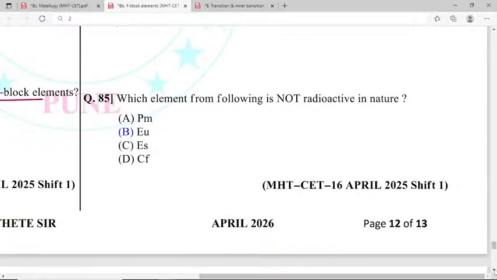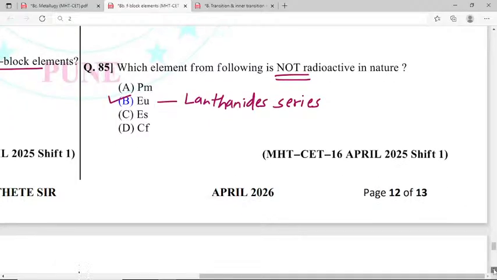Which element from the following is not radioactive? Europium is not radioactive because it is a lanthanide. Promethium is also in the lanthanide series, but it is the exception to the lanthanides and shows radioactivity.